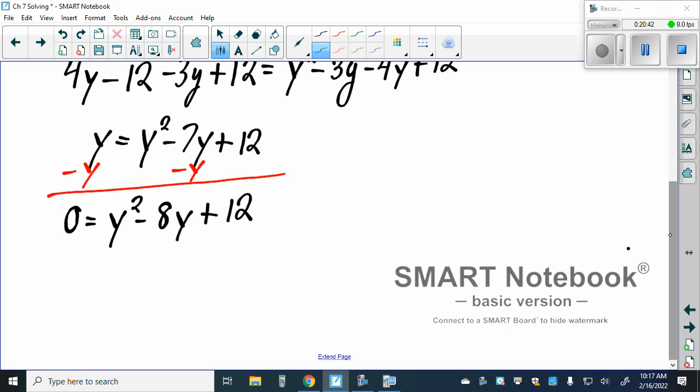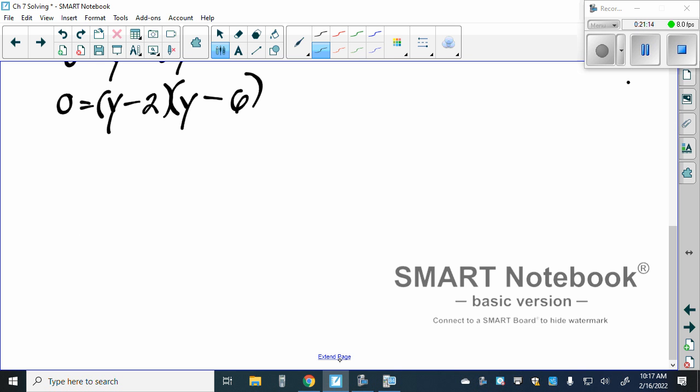And if this is on the ACT and they gave you a problem like this and you got to this point here, is there anything in front of the y squared? Well, no. So we're mainly looking at the factors of 12. So it's either going to be 1 and 12, 2 and 6, 3 and 4. If we factor this, yep, y minus 2 and y minus 6.